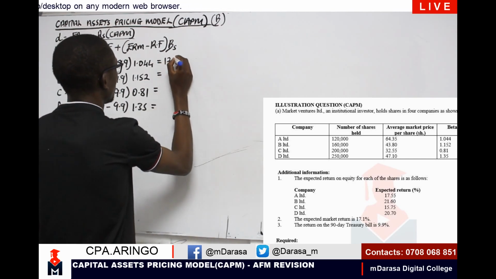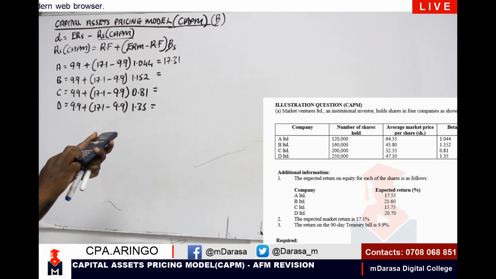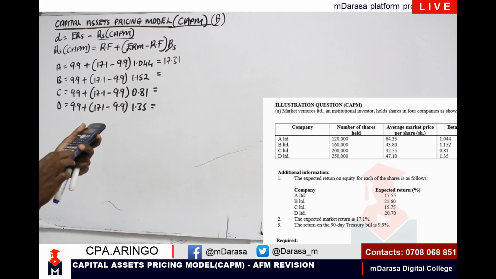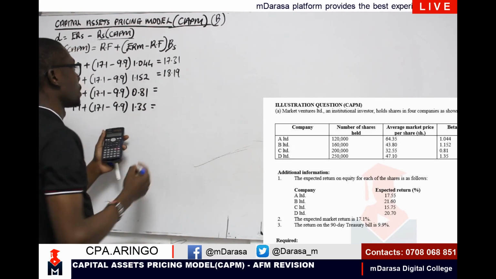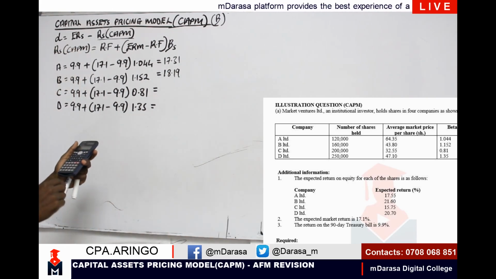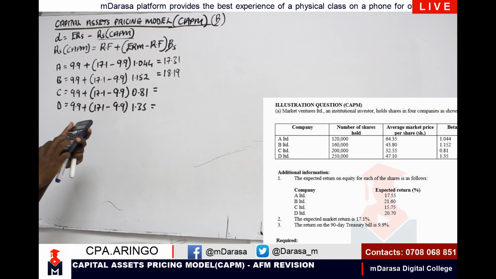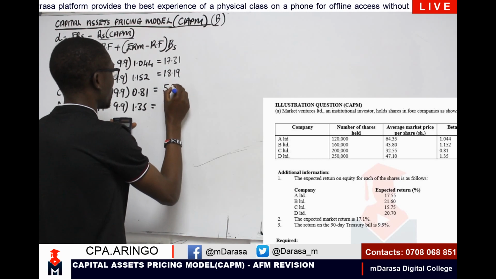We are told 2 decimal places, right? The other one, we should be having 17.1 minus 9.9 times 1.152 plus 9.9. This should give us 18.19. The other one I should be having 17.1 minus 9.9, right, times 0.81. This should give us 5.83.